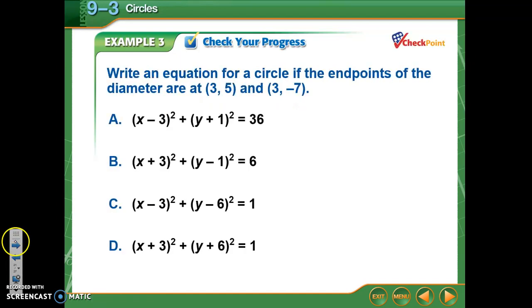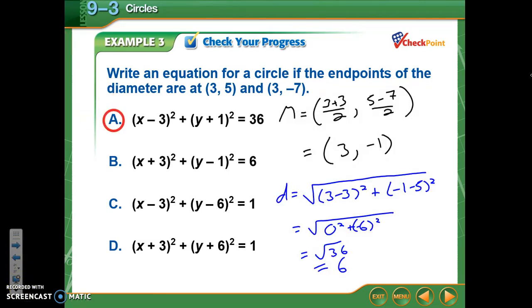All right, try the same thing with this one. The answer here was A. All right, here's the work for this. Here I'm getting the midpoint to get my center. And here I use the distance formula. I chose to use my center, (3, negative 1), and then the point (3, 5). So I use the distance formula to get the length of my radius, and the radius squared is 36. So that's what gives me this answer.